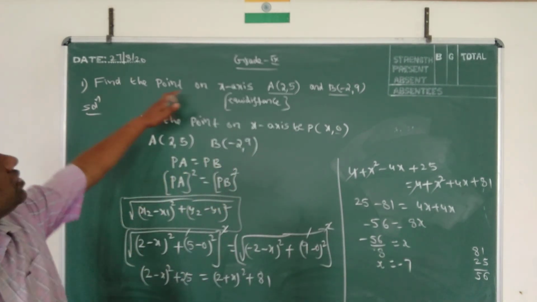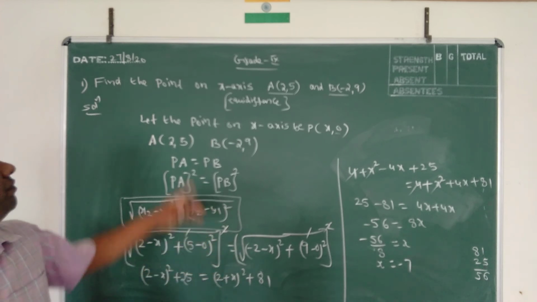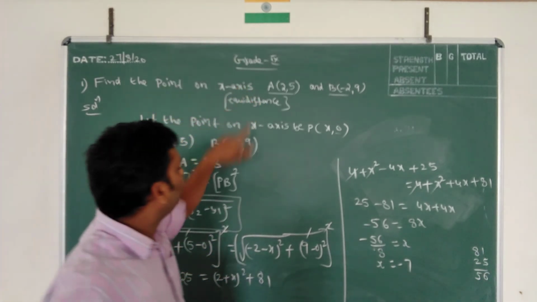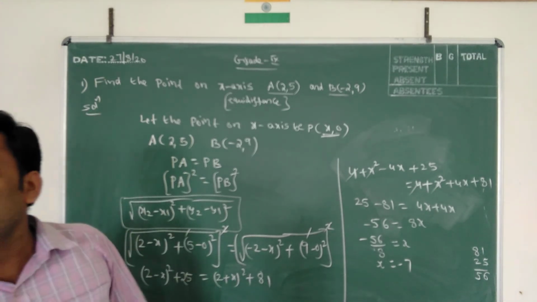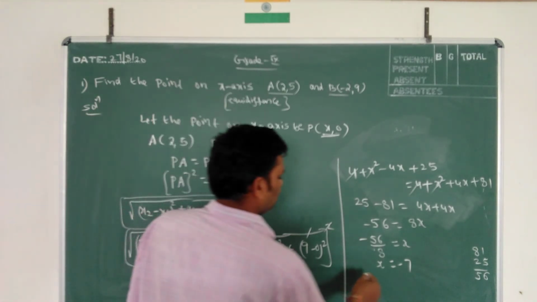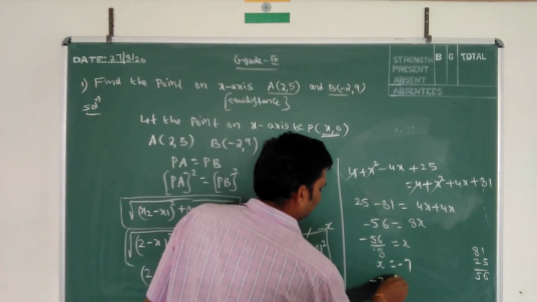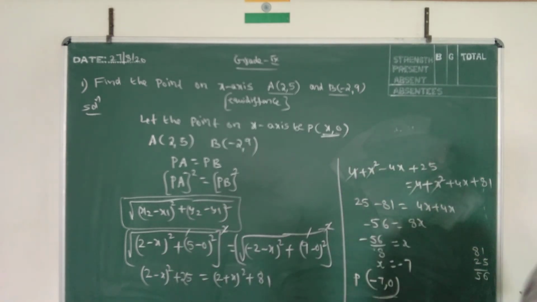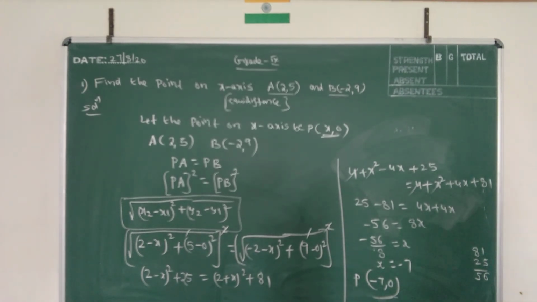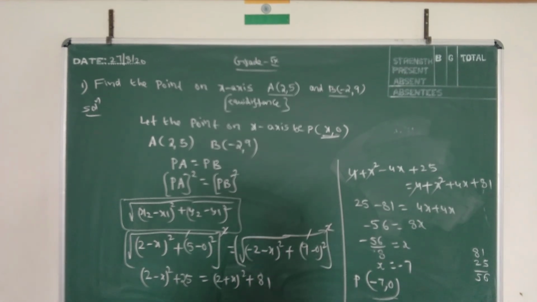Therefore, they ask in the question, find the point, and we took the point as x, 0. So, the required point is minus 7, 0. Minus 7, 0 is the required point.